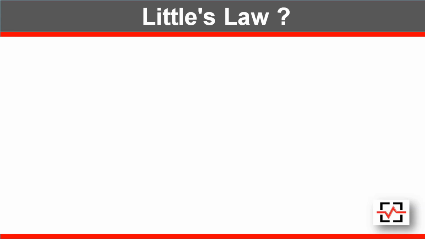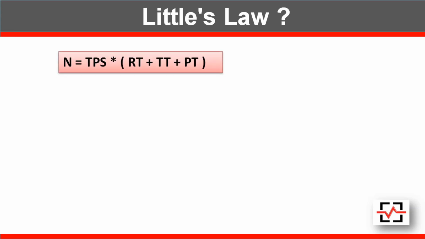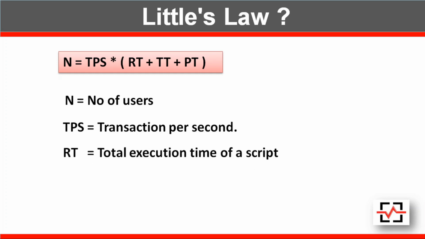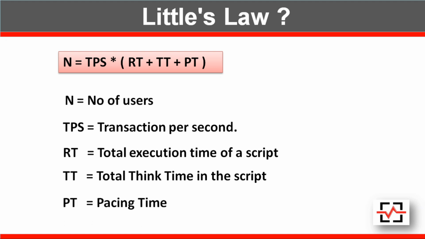Let us now understand each of the parameters of the Little's law formula. N is the number of users. TPS is the transactions per second. If you have TPH, that is transactions per hour value, divide by 3600 to convert it to TPS. RT is the total execution time of a script, that is end-to-end execution time of the script without think time and pacing. Think time is the total think time in the script, which is the sum of think time between all the transactions. And PT is the pacing time, which is basically a pause time between two consecutive iterations.